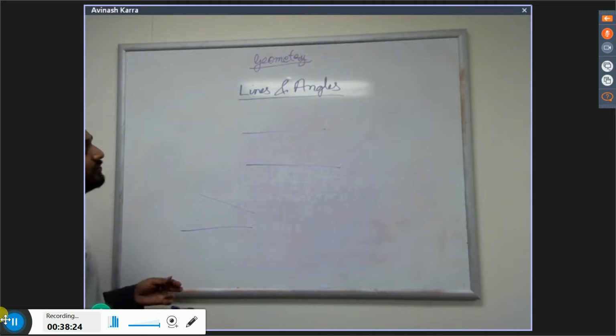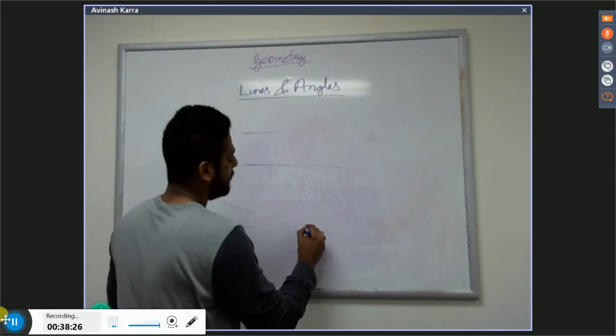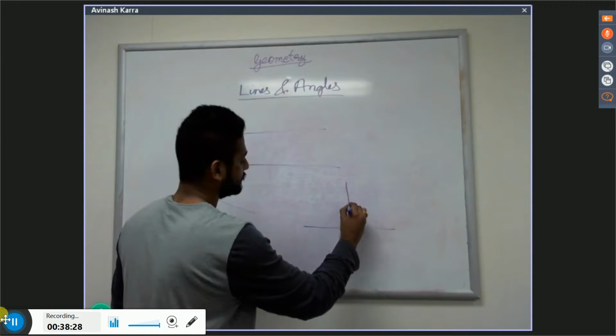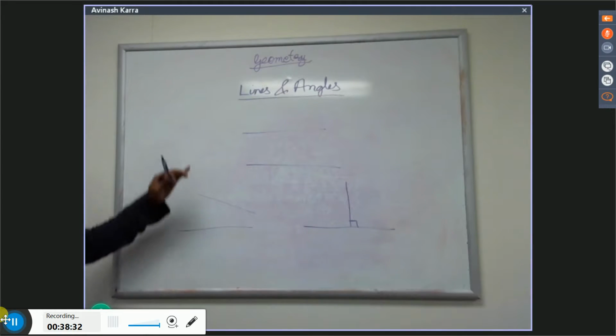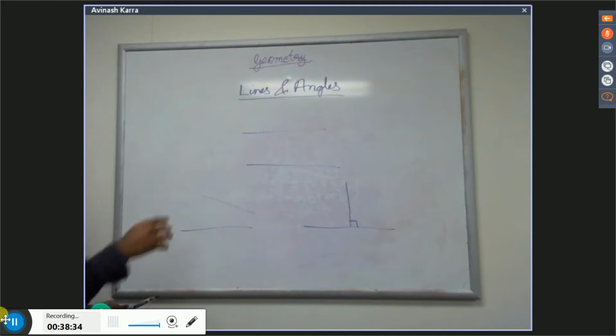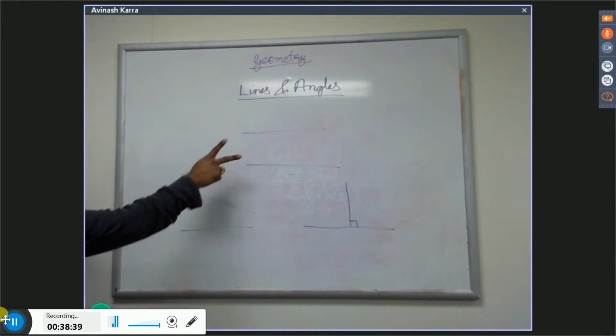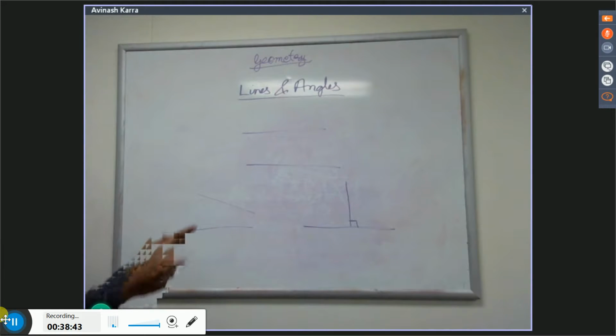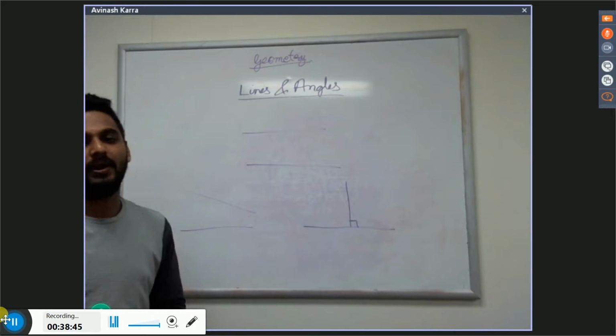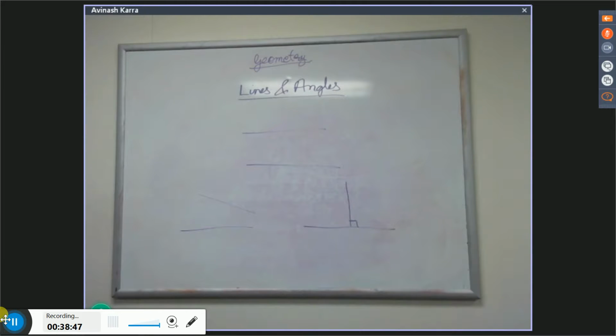Okay? There is one more called perpendicular. Those create right angles. So when you take 2 lines, there are 3 possibilities. One is parallel. The second one is non-parallel. The third one is perpendicular. Okay?